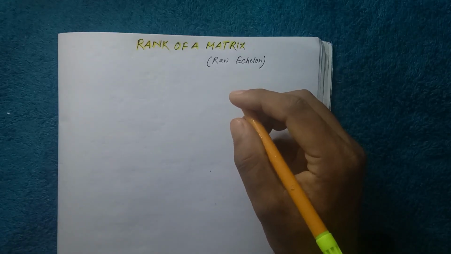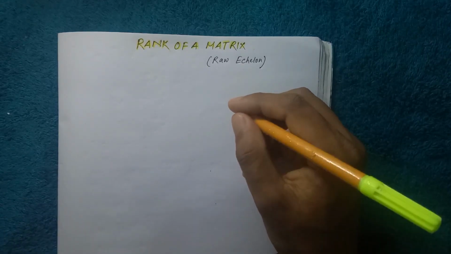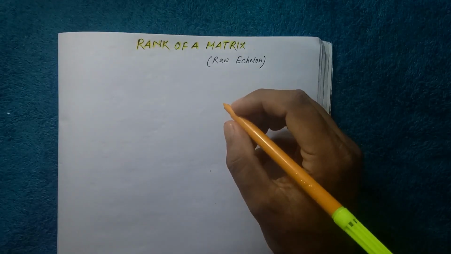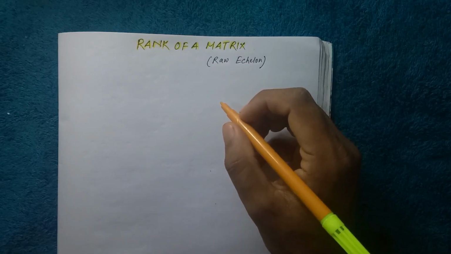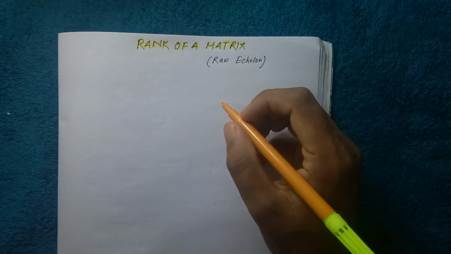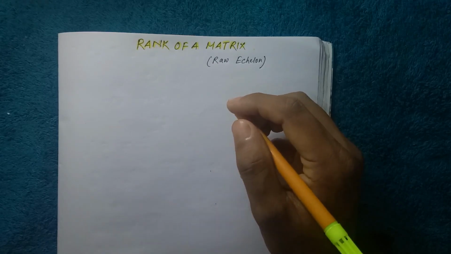For finding the rank of the matrix, all other methods are laborious. So in such cases, to overcome this, we use a term which is row echelon form. Here we reduce the whole matrix to an upper triangular matrix or lower triangular matrix.